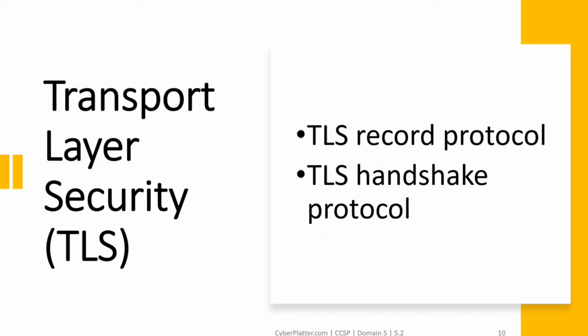The second layer of TLS is TLS handshake protocol. This allows two parties like a client and server to authenticate each other and negotiate the parameters of the TLS connection, including the session ID and encryption algorithms to be used. The entire handshake process occurs before any secure data is transmitted.